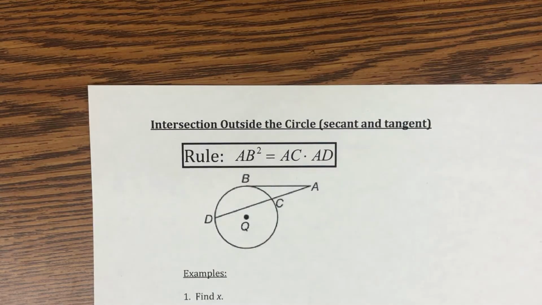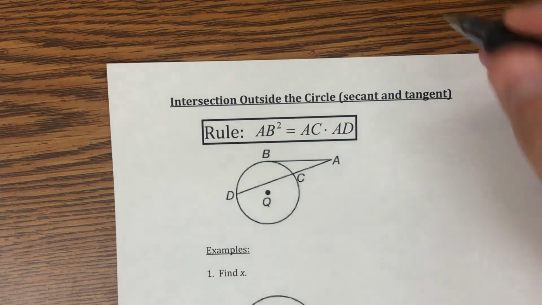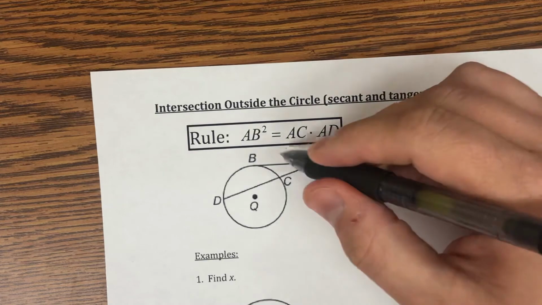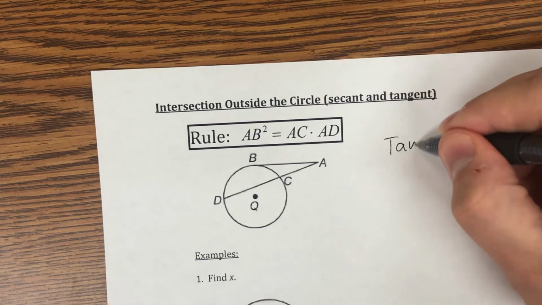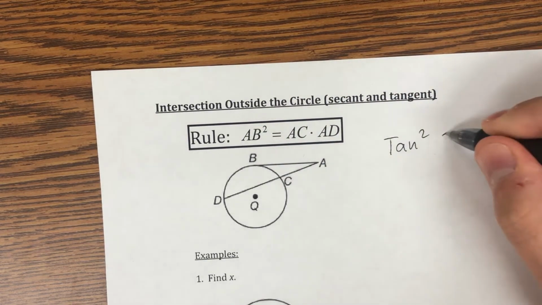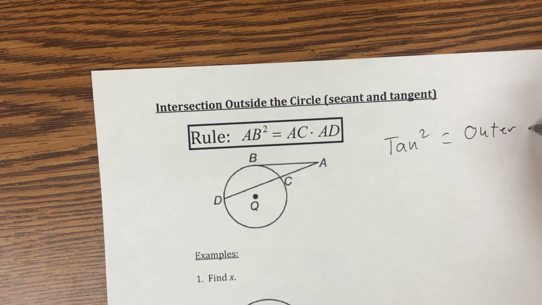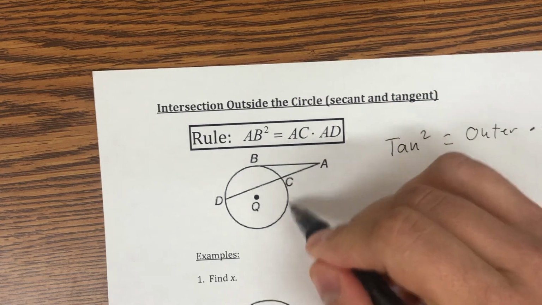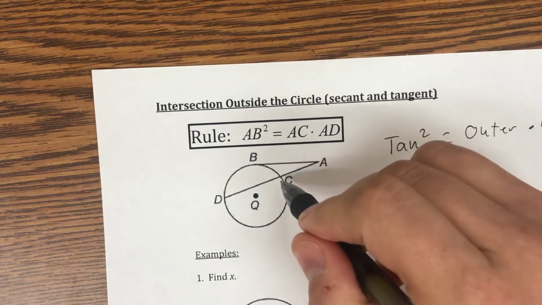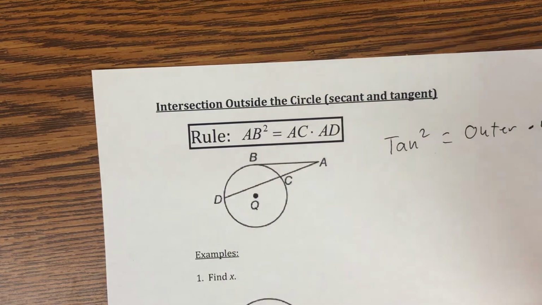Next formula involves a tangent and a secant. In this case, when I set up the equation to find the segment lengths, the tangent length squared is equal to the outer times the whole again. Make sure when you get the whole, you add the two parts, okay? AC is the outer, the whole thing is AD.